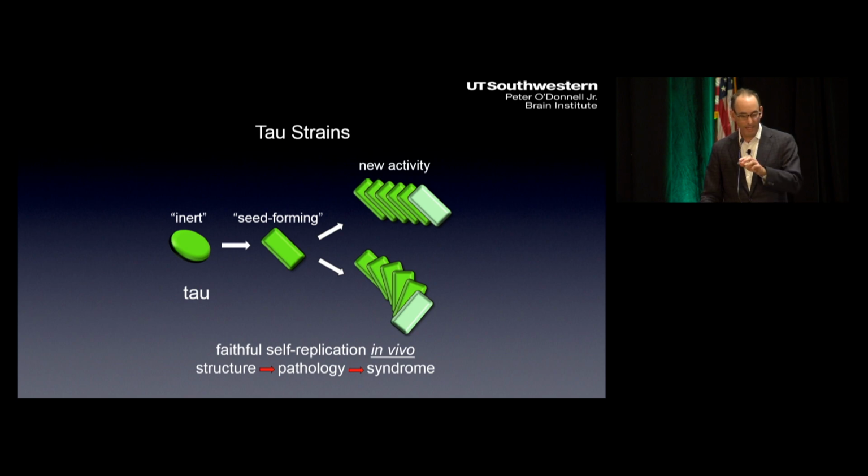We now know that this process happens not only in a test tube, but in cells, and indeed in the brains of mice and humans. That is to say, tau forms what we call strains, which are discrete amyloid structures that replicate faithfully in living systems, just like prions, and have unique biological effects depending on their conformation.